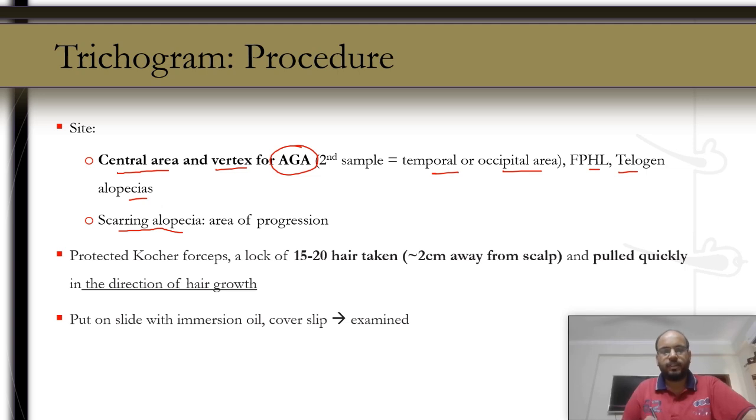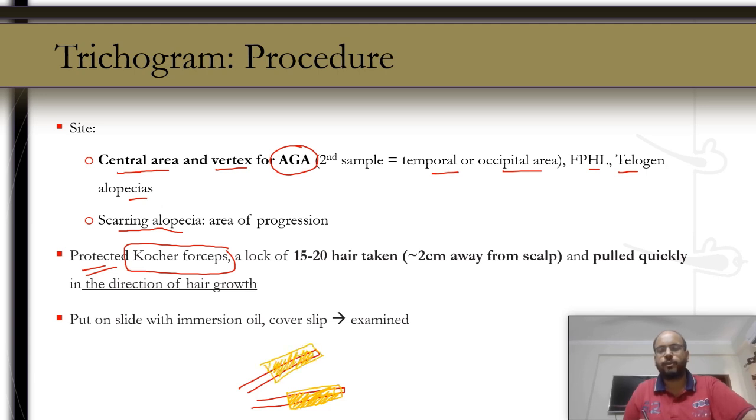This is a very important quiz question. We use a Cocker's forceps which is protected. That means at the end of the Cocker's forceps, we add a rubber sheath, so that it is protected. It does not break the shaft. We just want to apply force so that we can pluck it out. We don't want to break the shaft iatrogenically.